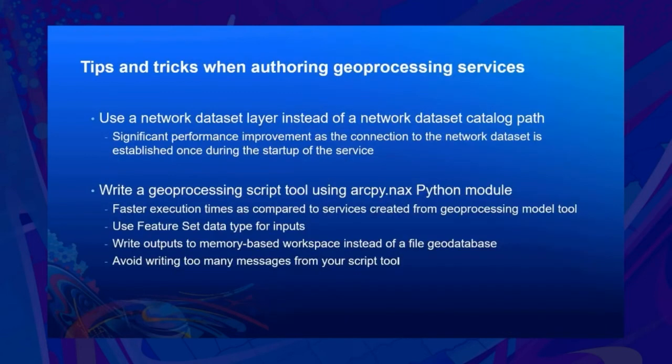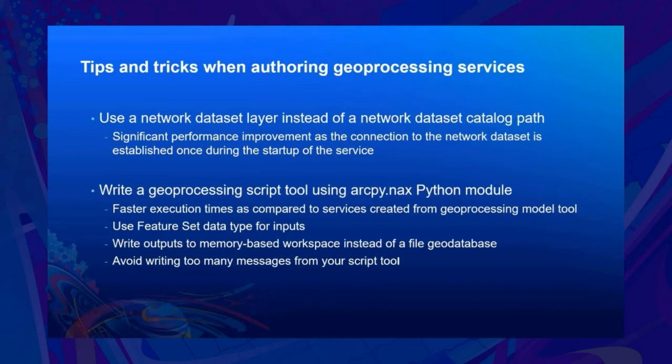Now, here are some tips and tricks when you're writing geoprocessing script tools that are meant to be published as geoprocessing services. Use a network dataset layer instead of referencing a network dataset from a catalog path. When you use a network dataset layer, the geoprocessing service will cache the connection to the network dataset when it starts up and use it for all subsequent requests. If you instead use a catalog path to the network dataset, each request needs to open a connection to the network dataset, which slows down your service.